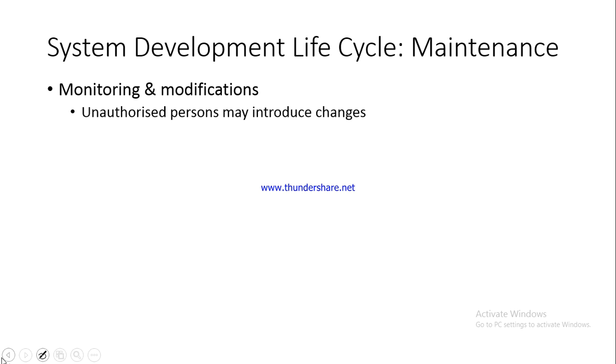Many a times it could so happen that some unauthorized person has introduced some changes to the information systems that you are using. Some unauthorized person has gained access to the information system and he's made some changes which should not have been made by him, right? So naturally you'll have to do the modification, you'll have to reverse the unauthorized changes. So that is some kind of a modification.